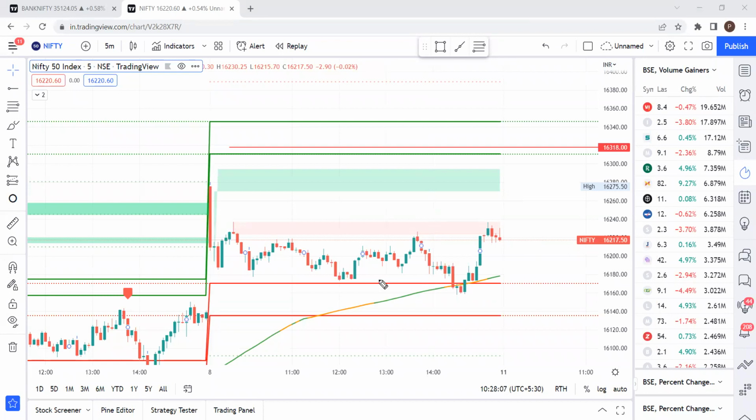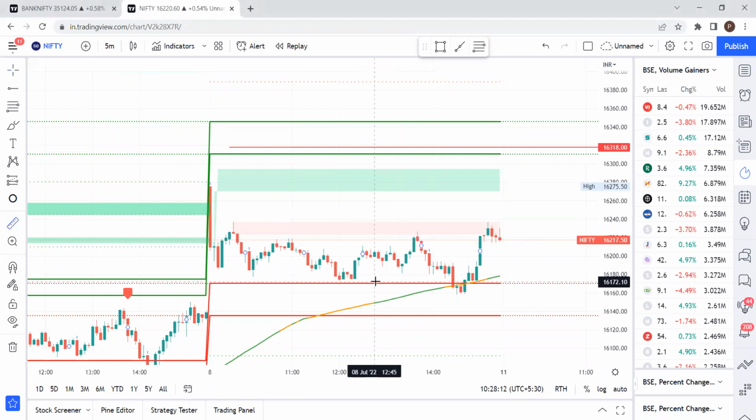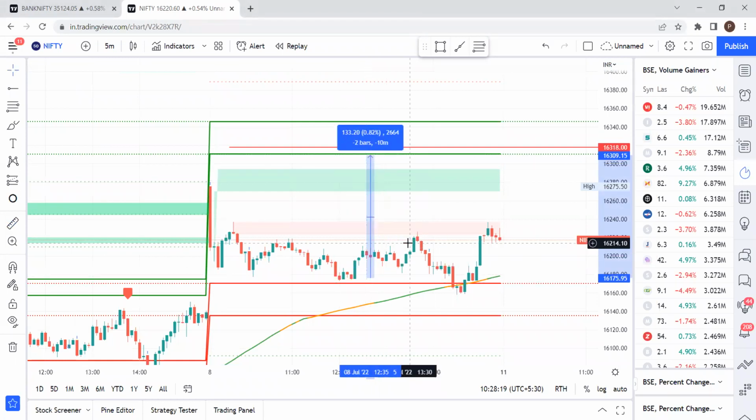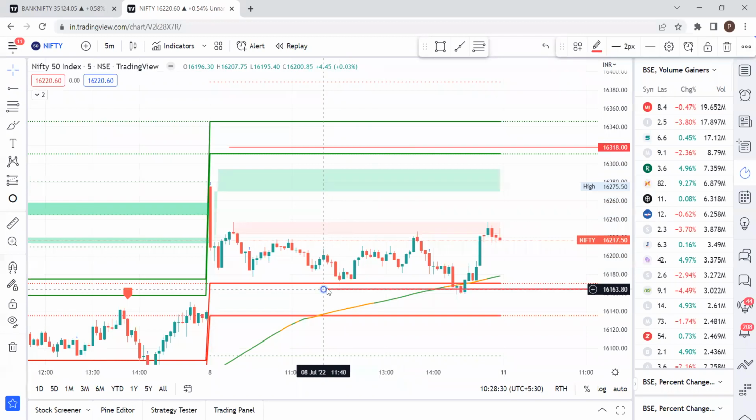See the beauty of it. If I take a trade from here, let me show you. Let's say I'm taking the trade from this level, my target is what? 133 points, right? So if I take a trade from here for 133 points, what will be my stop loss? My stop loss is only around this area, where there may be a wick. So I'll take that as a stop loss and I'll be taking a profit of 133 points with a mere 5 or 6 rupees stop loss.